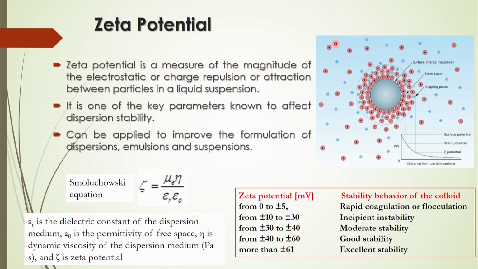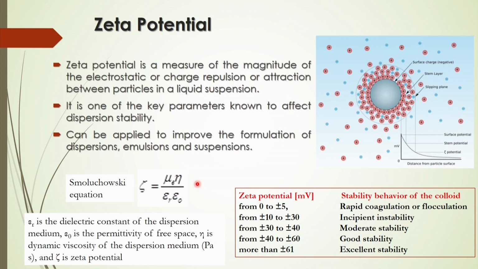Now, what is that zeta potential? How to estimate that zeta potential? Here, Smoluchowski's equation is important. In that case, zeta potential is defined as mu e eta divided by epsilon r into epsilon 0. What is mu e? Mu e is nothing but mobility.